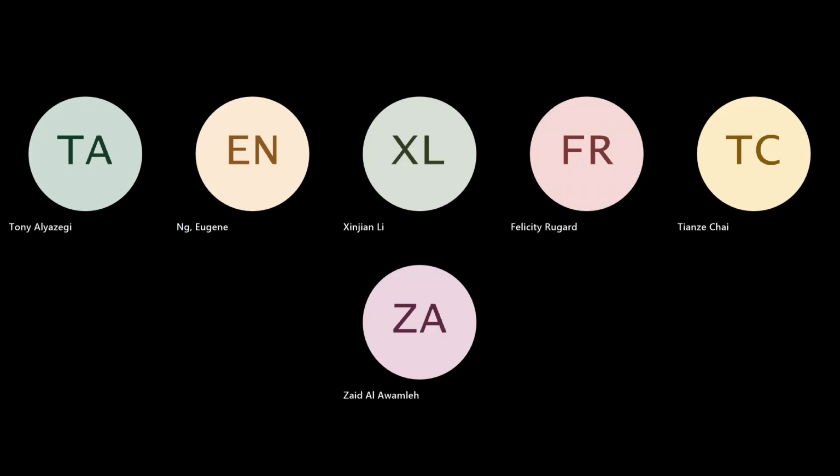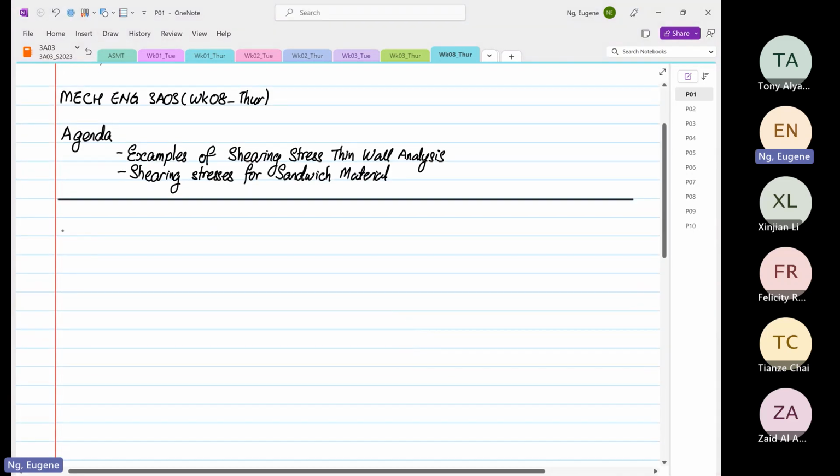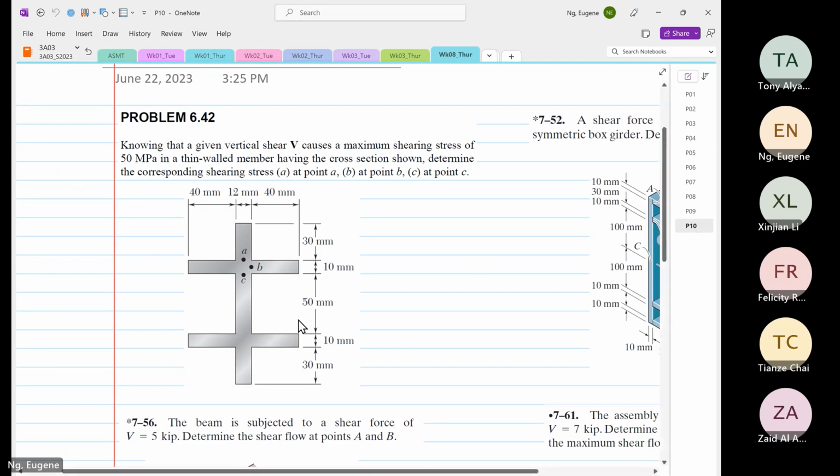Good evening. So today we are going to go through more examples on shearing stress for thin wall analysis, and I've put this example on Avenue to Learn. Okay, so let's look at example number 1. So this is the first one that we want to do.